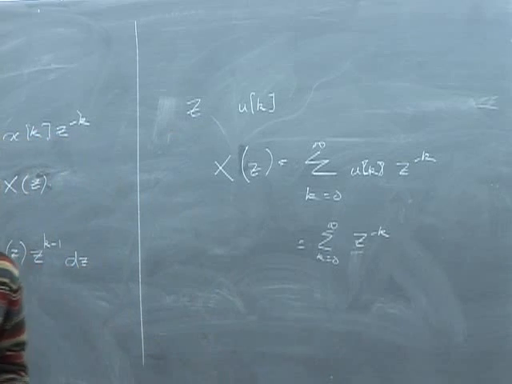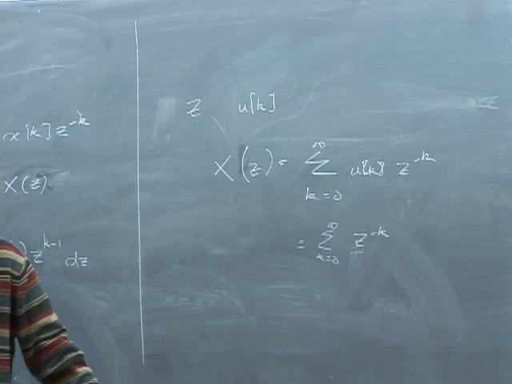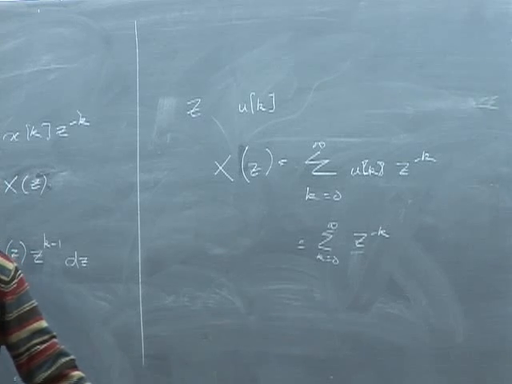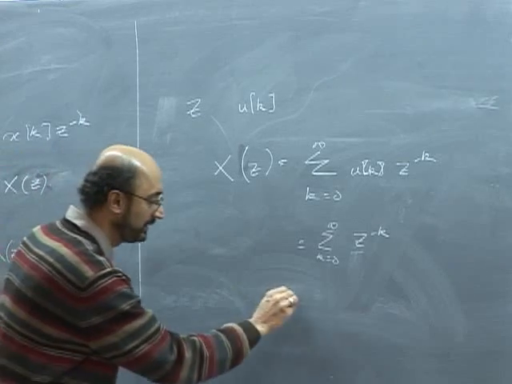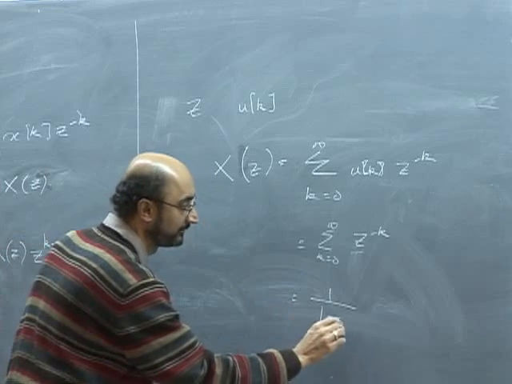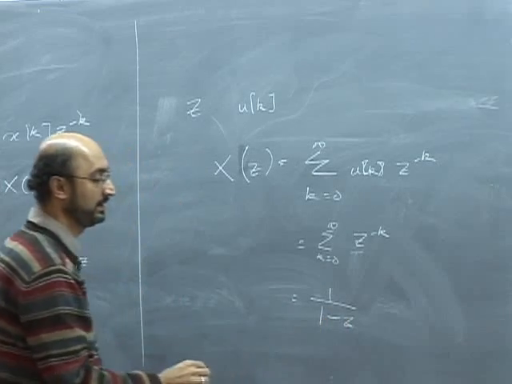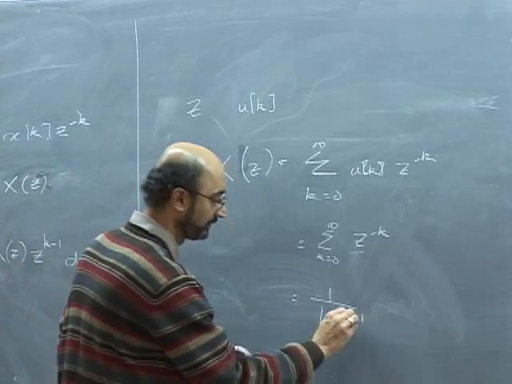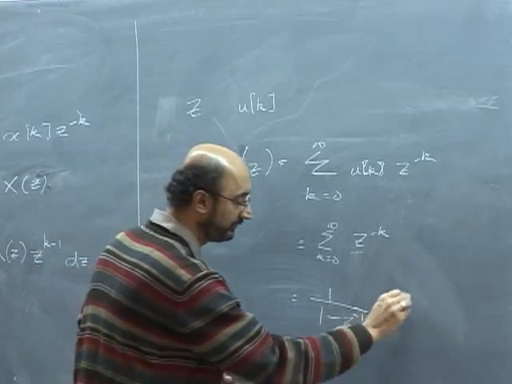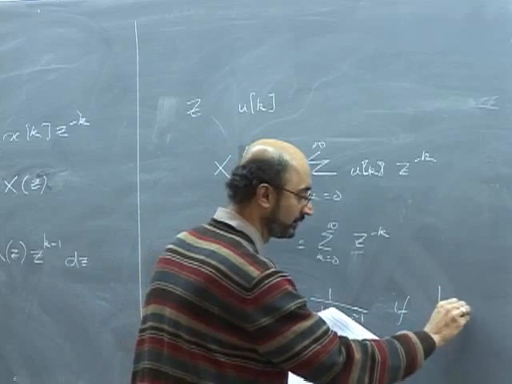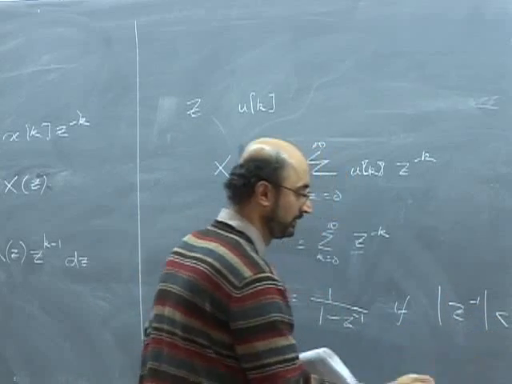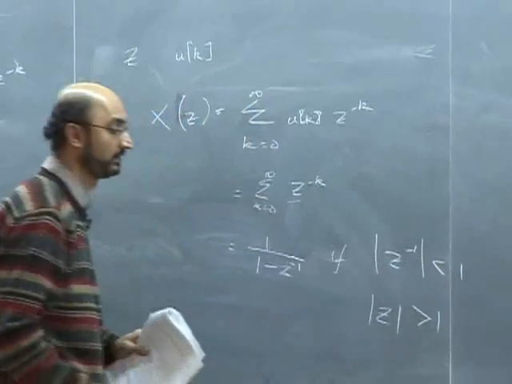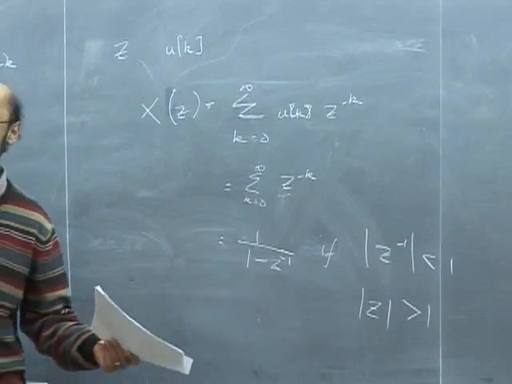Now we have an infinite sum with the z to the minus k, and so we know that this sum is going to be 1 over 1 minus z inverse, if the modulus of z inverse is less than 1, or |z| is greater than 1. So what does that mean?